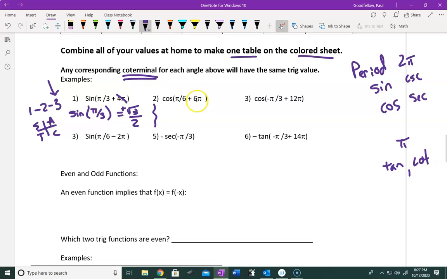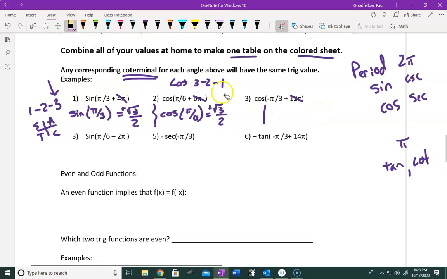Cosine, pi over 6. 6 pi, irrelevant. That rotates it around to still be cosine of pi over 6. Cosine is 3, 2, 1. Pi over 6 is the first column. That's going to be kind of the hardest part you'll get to remember here. So this answer must be root 3 over 2 as well, and it's in the first quadrant, so it's positive. Okay? Now, 12 pi, irrelevant.